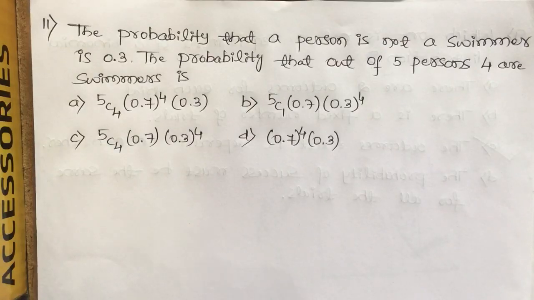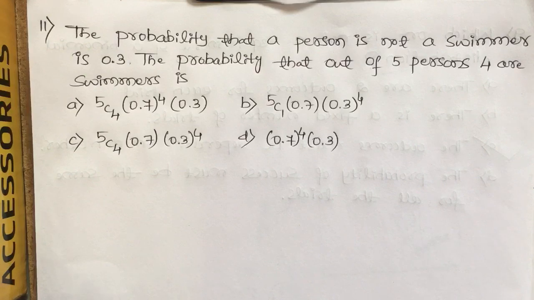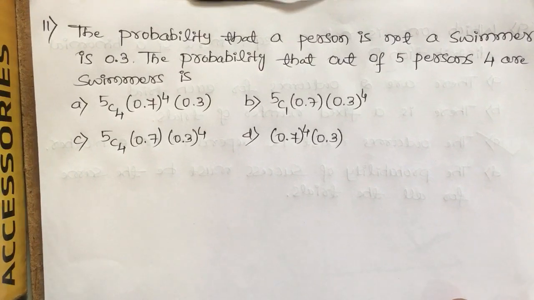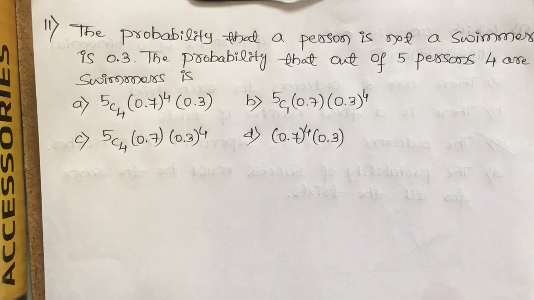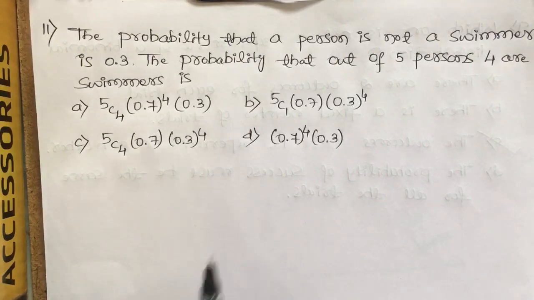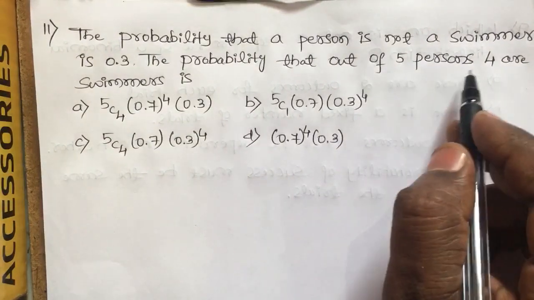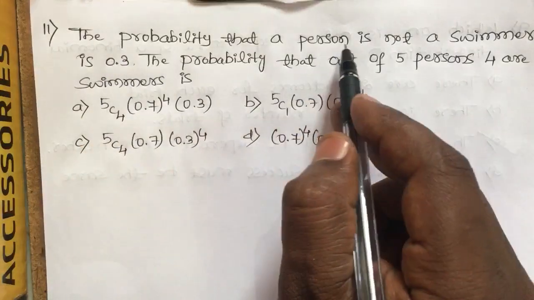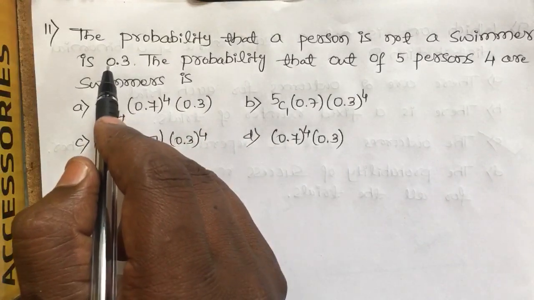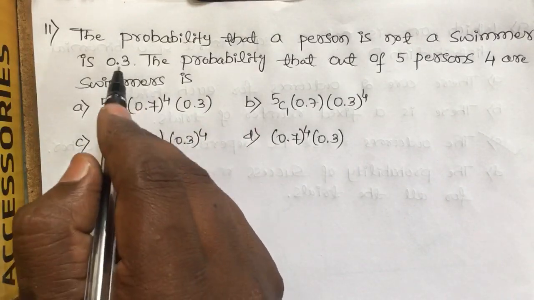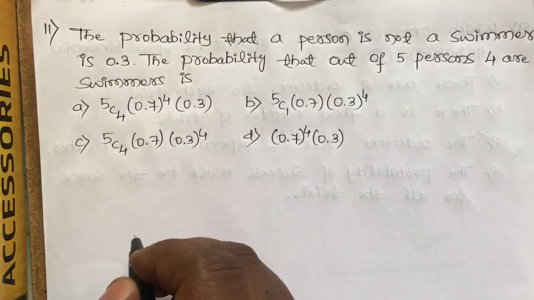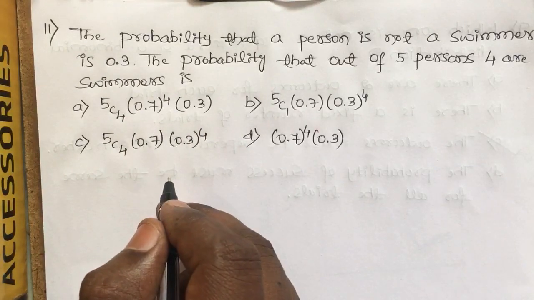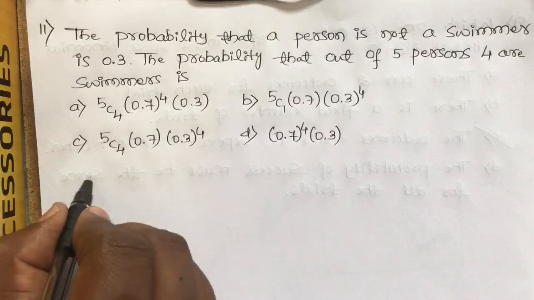The next question is the 11th one. The probability that a person is not a swimmer is 0.3. The probability that out of 5 persons 4 are swimmers is, so here this is a binomial distribution with n equal to 5 and x equal to 4. So what is this 0.3 now? Person is not a swimmer, that means this is the value of q, the probability of failure. What is the value of p now? It is 1 minus 0.3, that is 0.7.